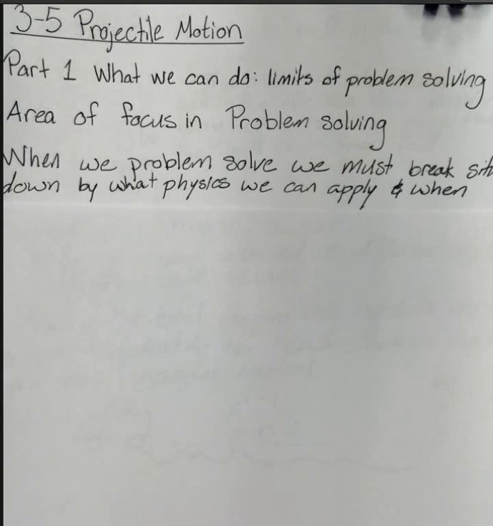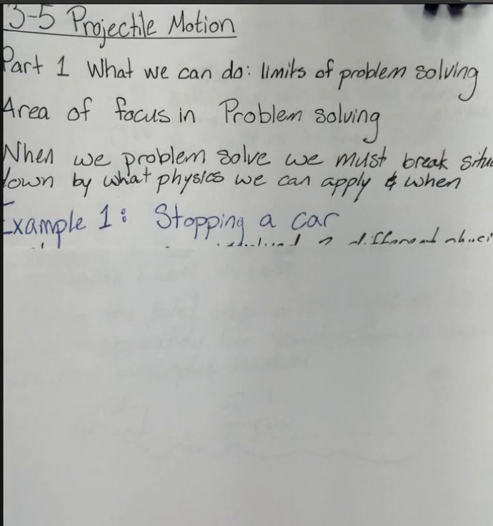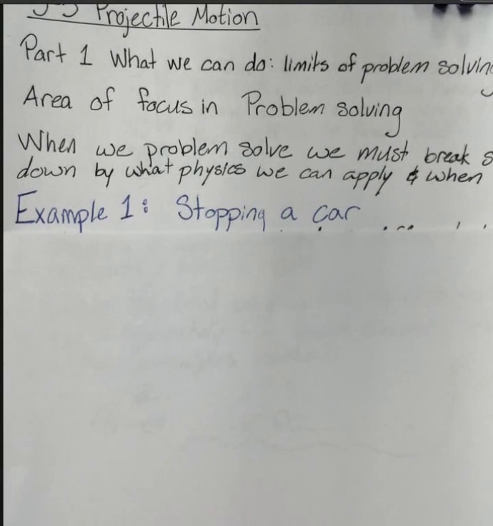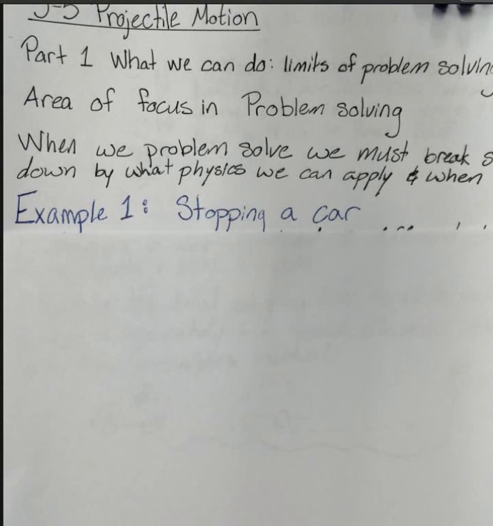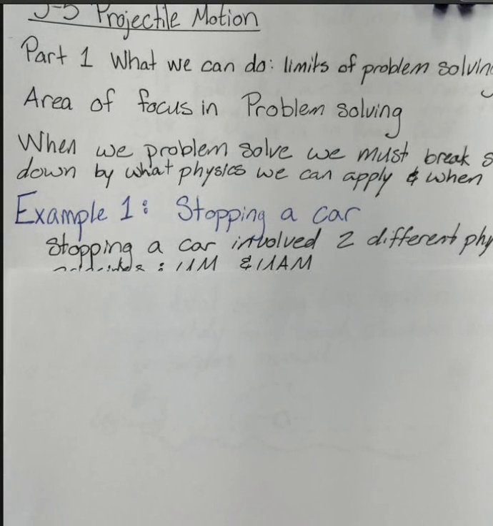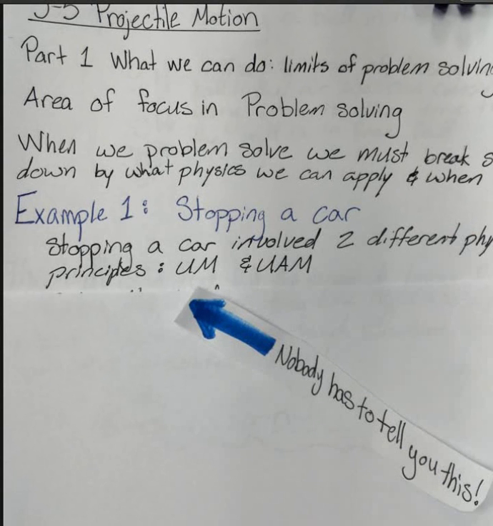Okay, so we're going to start with one example that should be familiar, a stopping car. We looked at stopping cars when we first looked at kinematics. Stopping a car involves two different physics principles, uniform motion and uniformly accelerated motion. Again, I want to remind you, nobody has to tell you this. You're the one responsible for figuring out that stopping a car involves both.